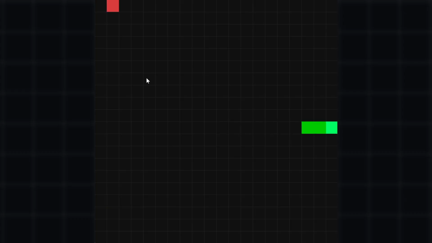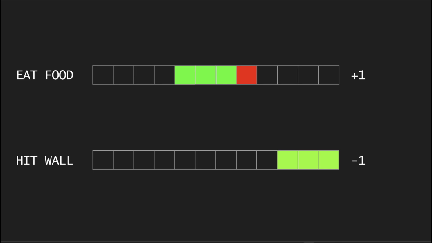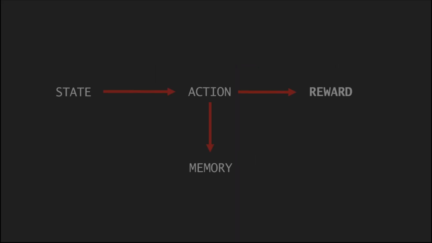So now the snake can see, but how does it actually learn what to do? At the start, as you can see, it has no idea what's good or bad, it just moves randomly, in this case in a straight line. So in order for the snake to learn, we need to give it feedback. If it eats food, that's good, meaning we need to give it a positive reward. On the other hand, if it hits a wall, that's bad, meaning that we need to punish it and give it a negative reward. So instead of hard-coding behavior, we let the snake learn from experience.